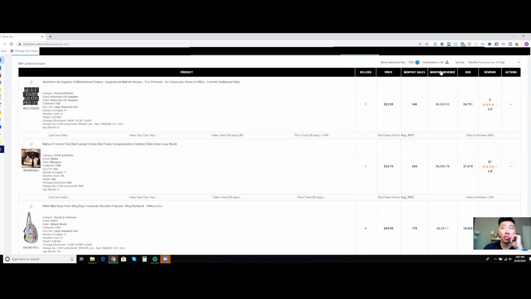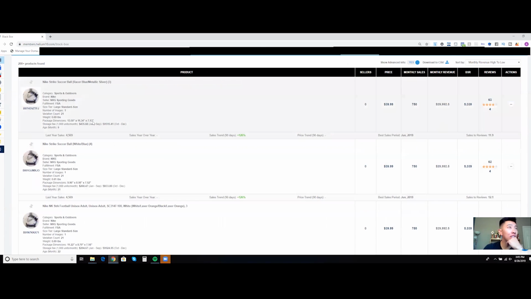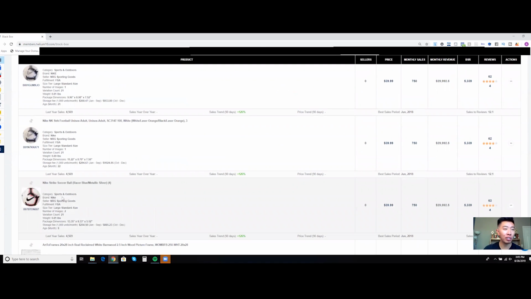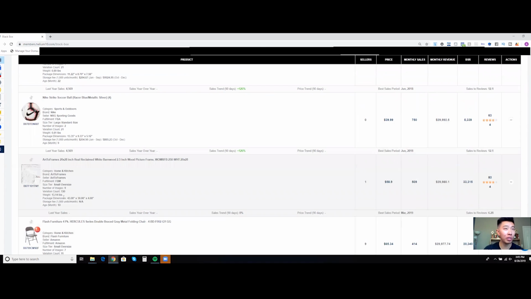That's the lowest. Let's actually start with the highest. So soccer balls, Nike. You don't want to compete against large brands. You see Nike, anything with large brands, you kind of want to just stay away from, or you can click it and see what the soccer ball niche is like.